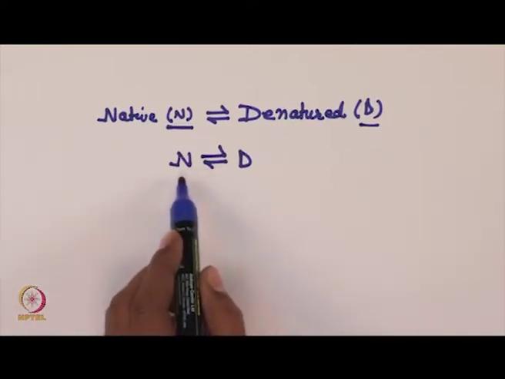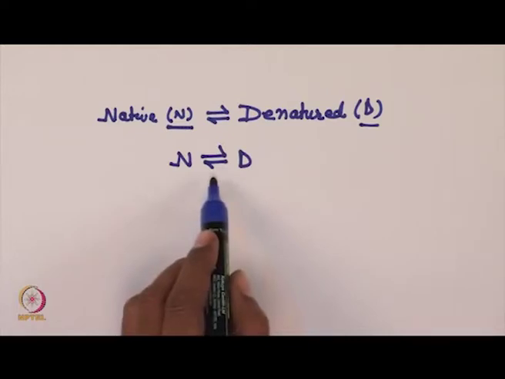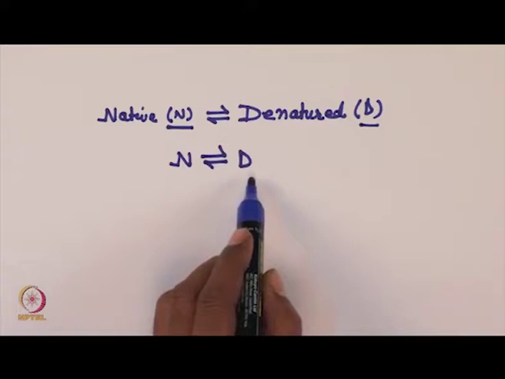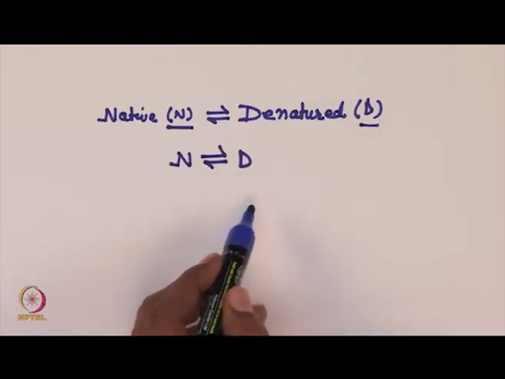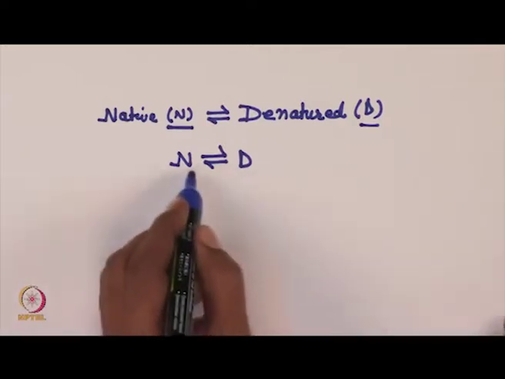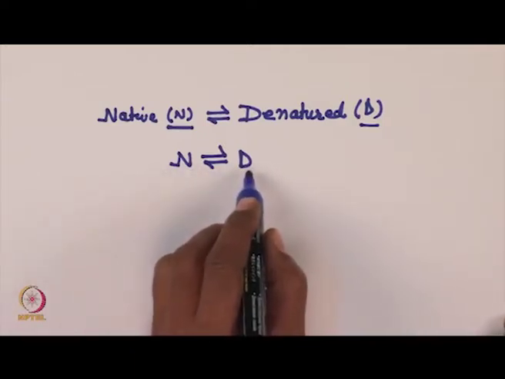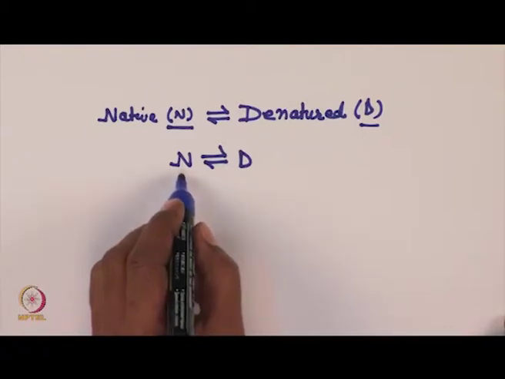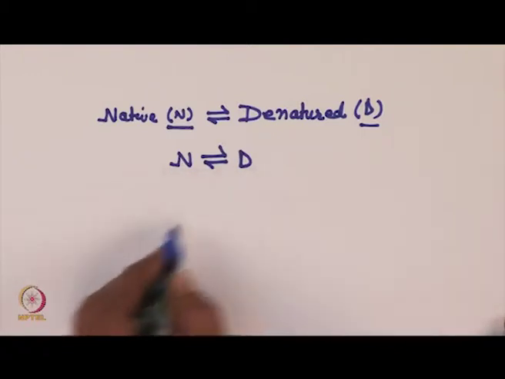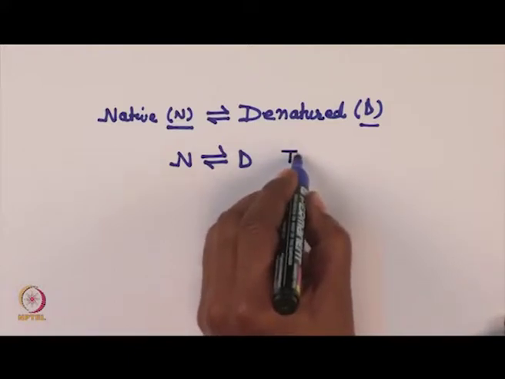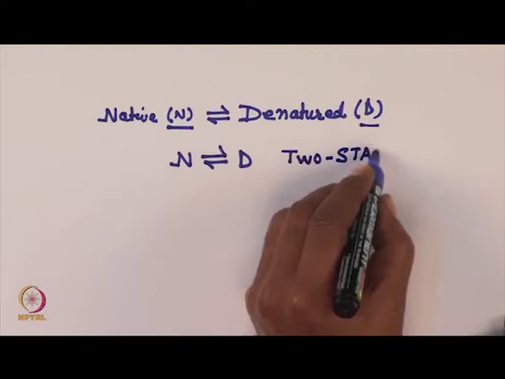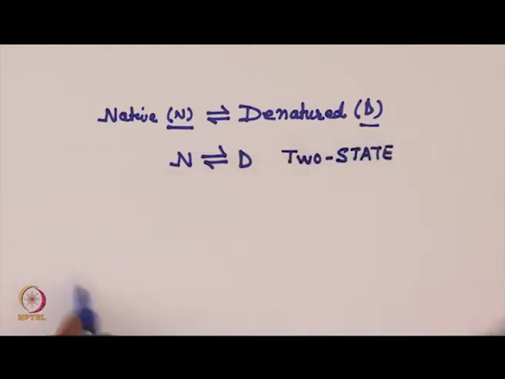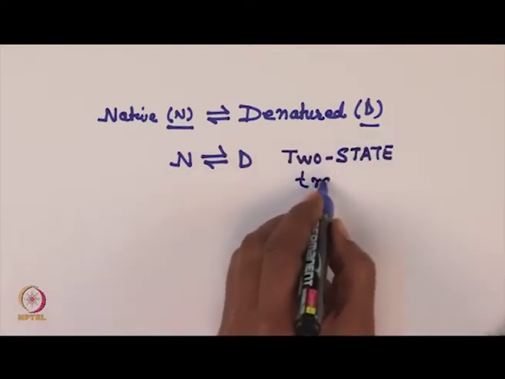And if the transition were not two-state, then there would have been appearance of other states in between, some intermediate state or so. Some examples we will take later about this. But this N going to D, in which either the native state is populated or the denatured state is populated, I will call this a two-state process. Two-state transition.